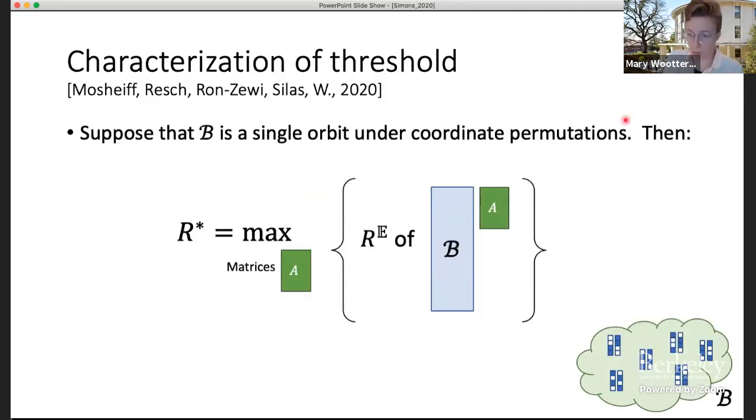So a little bit more formally, although still with pictures, suppose that curly B is a single orbit under coordinate permutations. Then the threshold rate, R star, is equal to the maximum over all matrices A. So just take the worst or best, depending on whose side you are, let's say best matrix A. And look at the expectation threshold of what happens when you take your original set curly B and multiply it by that matrix A. And that's going to give you the threshold. That's for a single orbit.